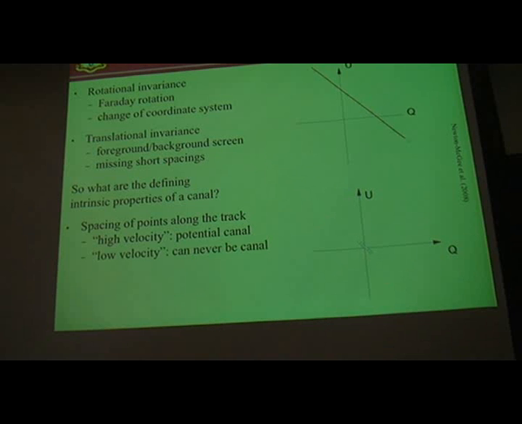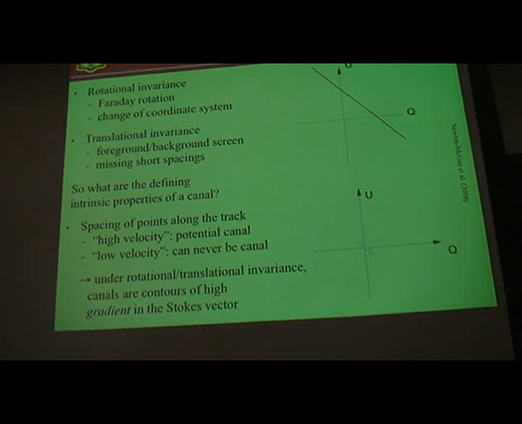So to answer the question, what are the actual physically intrinsic properties of a canal? It appears to be, if you invoke both rotational and translational invariance, that a canal is somewhere where there is a very high gradient in the Stokes vector. That is where Q plus iU is changing very rapidly. And if you then shift that track to where it goes to the origin, you get a canal. So I would argue that a canal is simply a contour tracing a certain level of gradient in the Stokes vector.